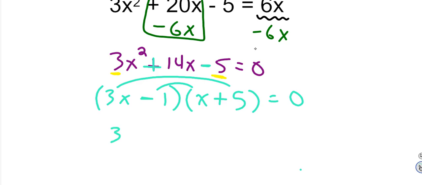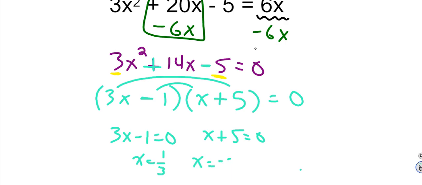All right, here we go. We got 3x minus 1 equals 0. We have x plus 5 equals 0. And so for Delta Math, we have what? x equals 1/3 and x equals negative 5. Don't you dare turn that 1/3 to a decimal. All right, I know you wouldn't even think about it.